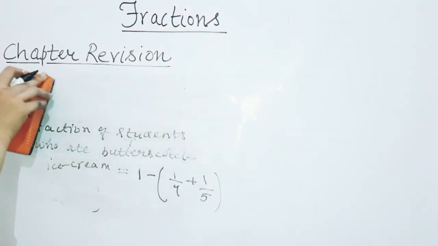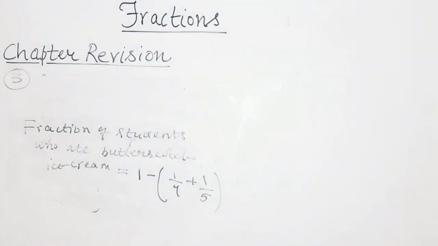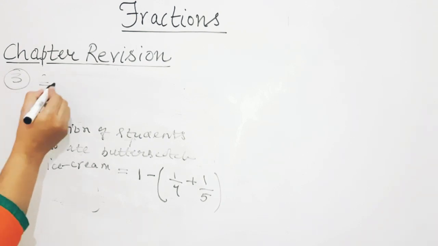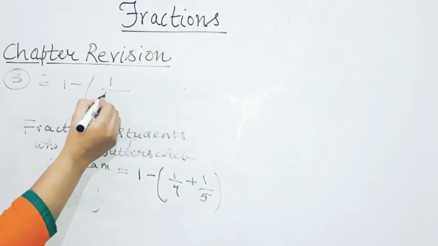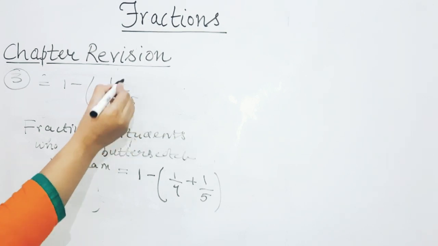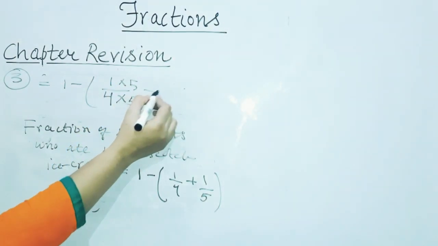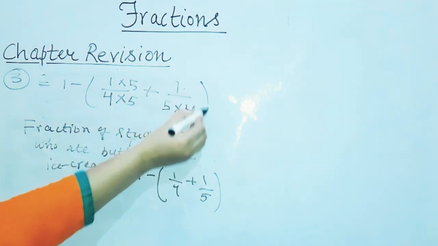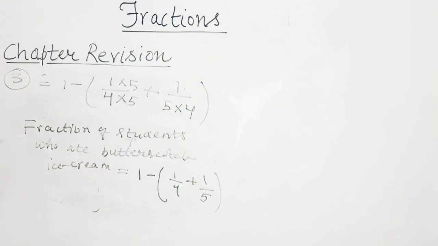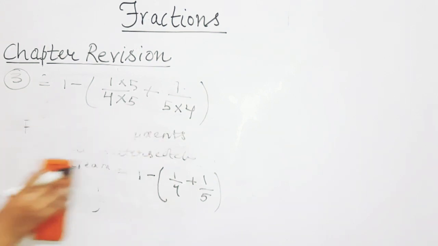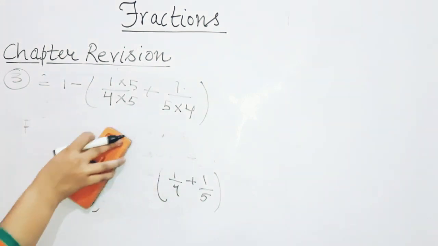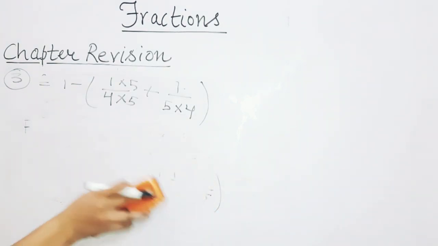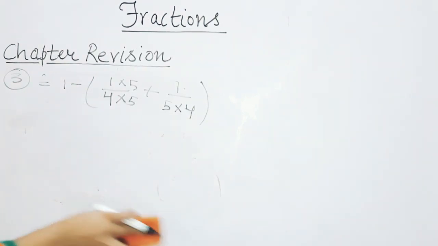Now 4 and 5 are the different denominators. What you have to do for the different denominators? You have to take the LCM. So what is the LCM of 4 and 5? Since 4 and 5 they are co-prime numbers and they do not have any other common factor apart from 1. So the LCM of 4 and 5 is the product of the denominators. So what is the product of the denominators? If you know the answer, please reply to me in the comment section. The product of the denominators is 4 multiplied by 5, that is 20.